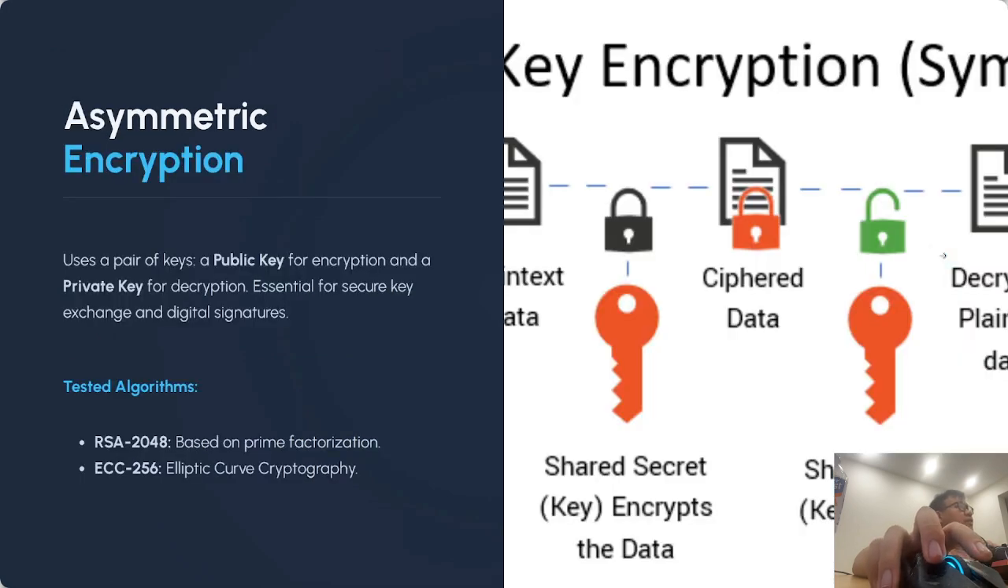The third category is asymmetric encryption, which uses a pair of keys, a public key for encryption and a private key for decryption. This is essential for secure communication over the internet, like the TLS handshake in your browser. We compare RSA, the traditional giant of cryptography, against ECC, or elliptic curve cryptography, a more modern approach.